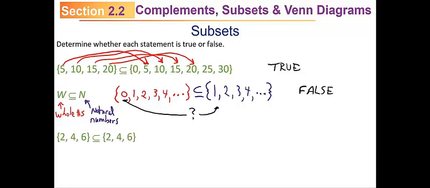How about this? The set containing 2, 4, 6 is a subset of the set containing 2, 4, 6. Now remember, we just talked about this. Every set is a subset of itself. And by doing the same thing we did for the others, there's a 2 on the left, it appears on the right. There's a 4 on the left, it appears on the right. There's a 6 on the left, it appears on the right. Therefore, it is true. But anytime you see a set compared to itself, a set is always, by definition, a subset of itself.